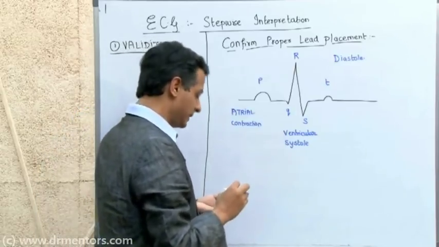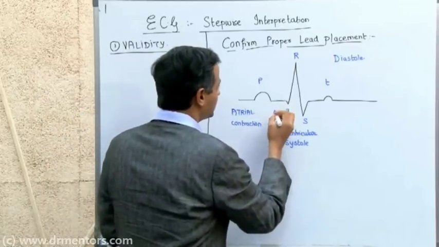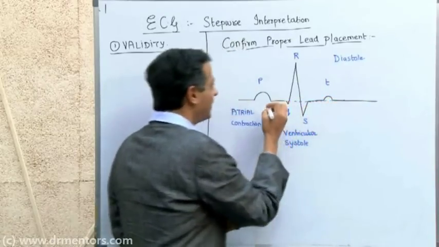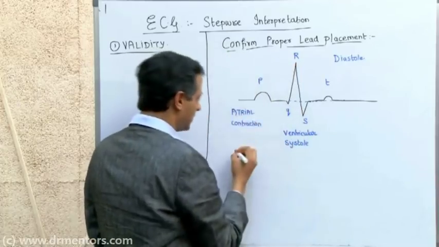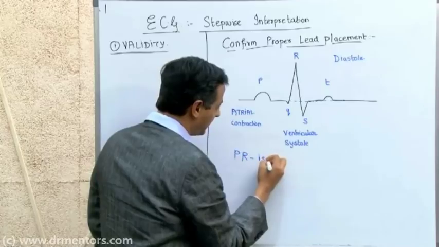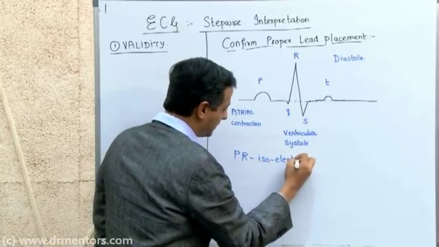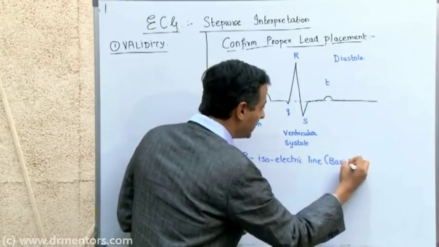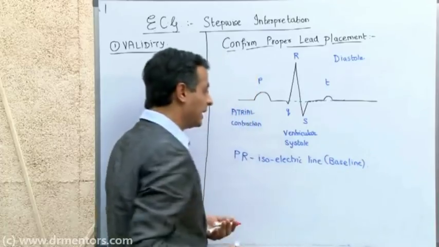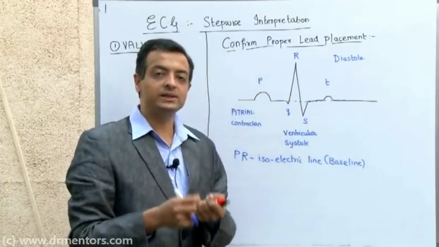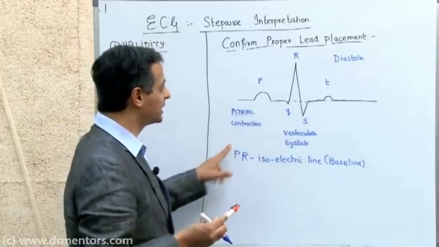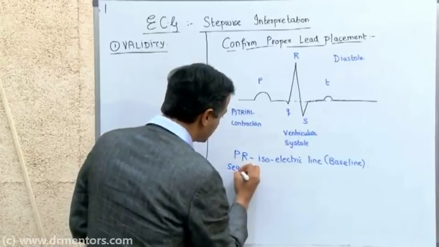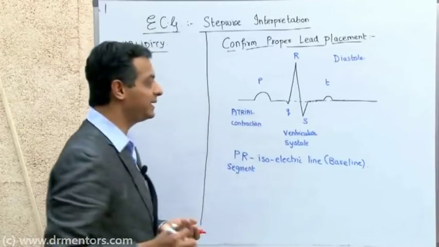The PR segment here is called the isoelectric line of the ECG. That is also called the baseline. So this is the baseline which you are going to compare the other changes like ST elevation and ST depression against, along with the PR segment. This PR segment is called the isoelectric line of the ECG.